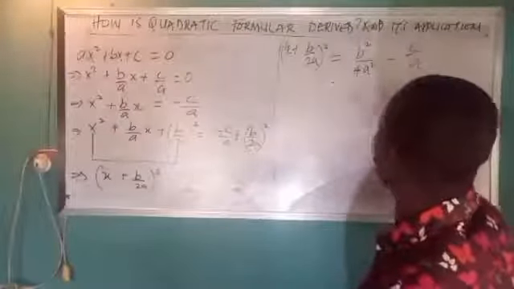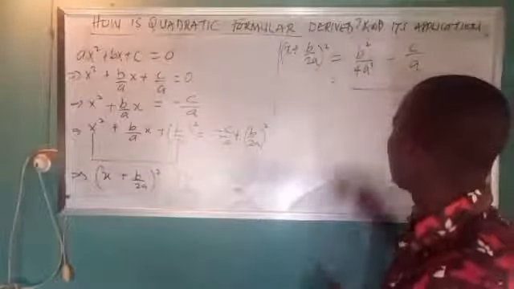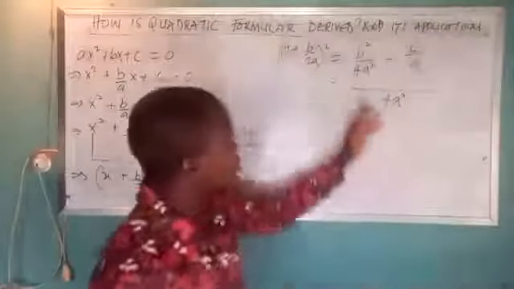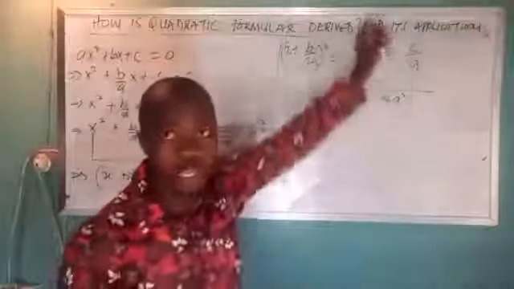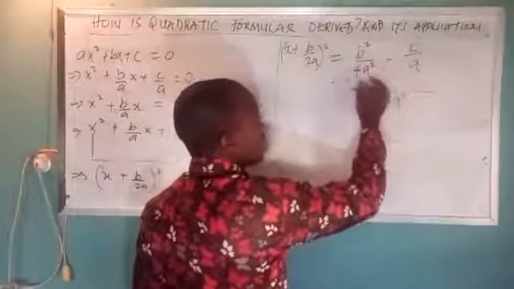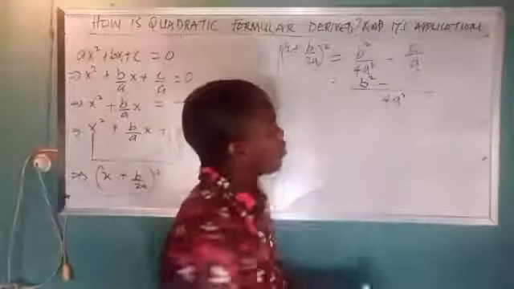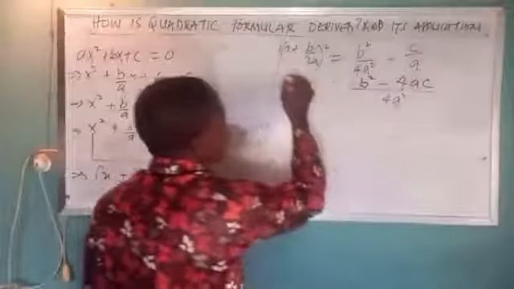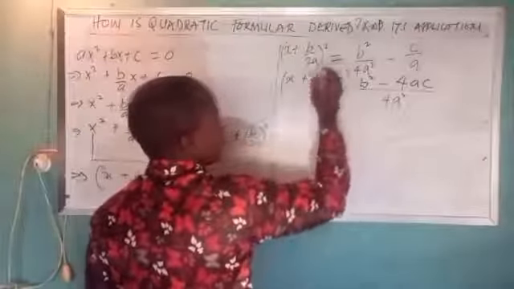Now solving this one further, we take the LCM of 4a squared and a. We have 4a squared to be the LCM. So 4a squared in 4a squared, we have 1. That 1 multiplied by its numerator, we have b squared, minus 4a squared divided by a, so we have 4a. 4a multiplied by this, we have 4ac. So we have x plus b over 2a all squared.